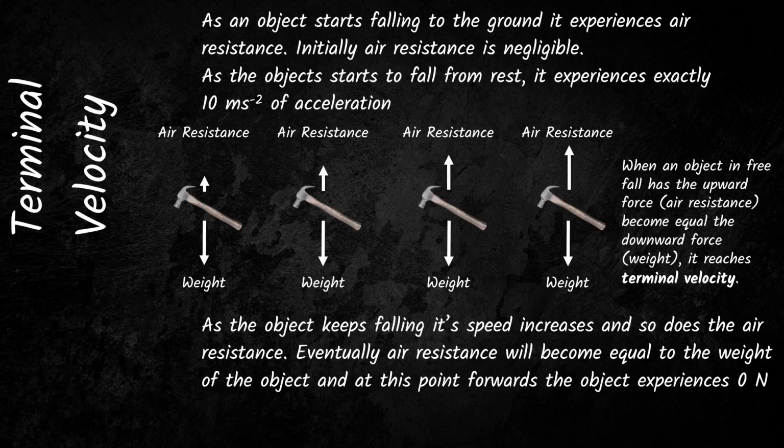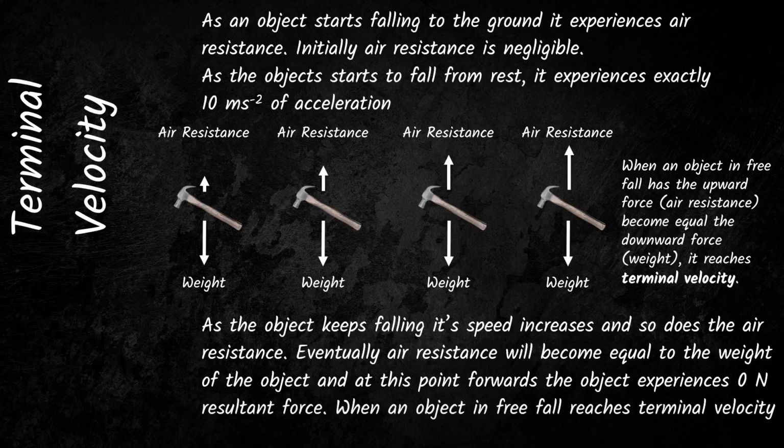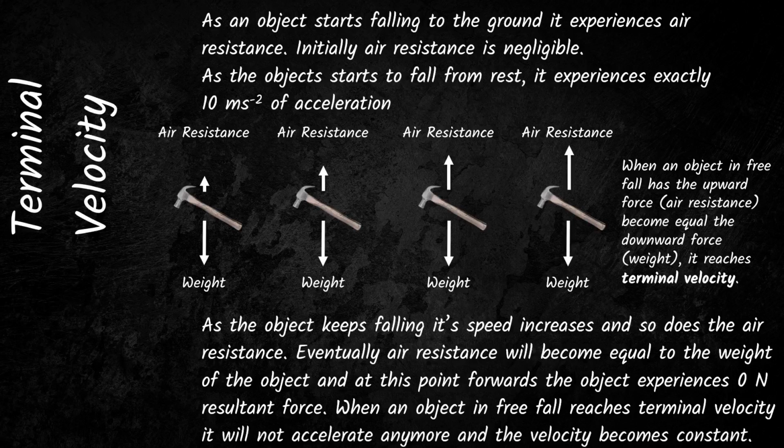When the air resistance and the weight are equal, the object experiences a resultant force of 0 newtons. That's when the terminal velocity is achieved. When an object in free fall reaches terminal velocity, it will not accelerate anymore and the velocity becomes constant. So again, a very important thing to remember because it's a part of a lot of questions in kinematics.